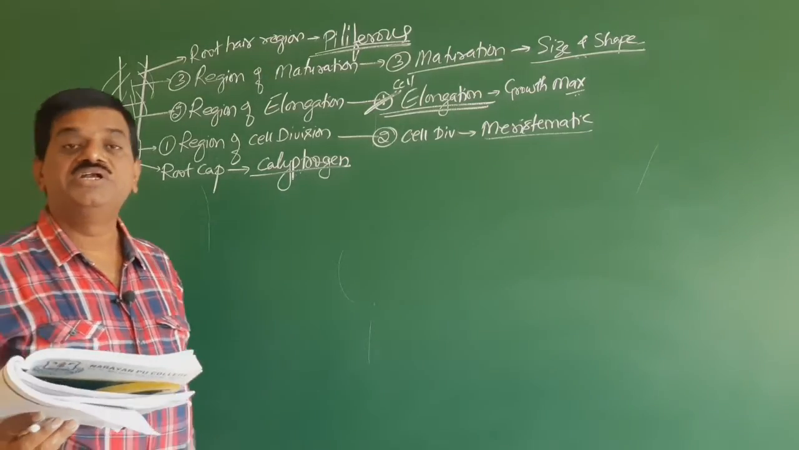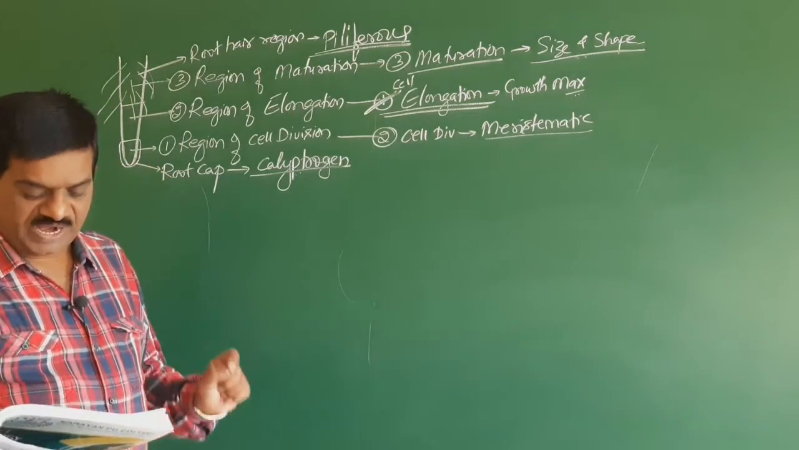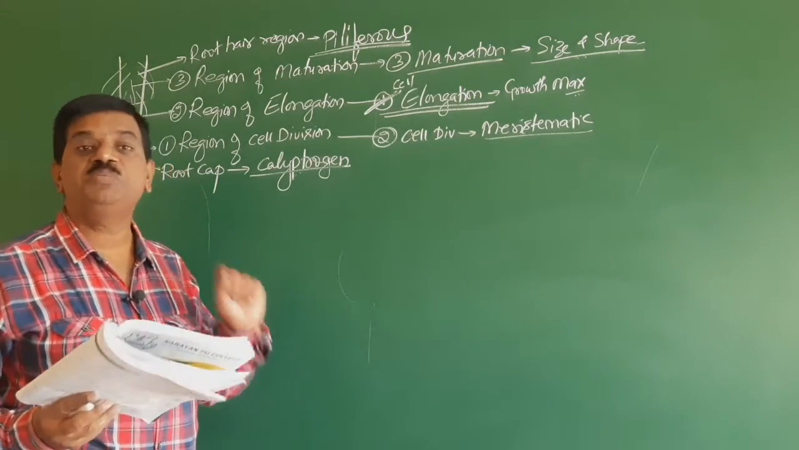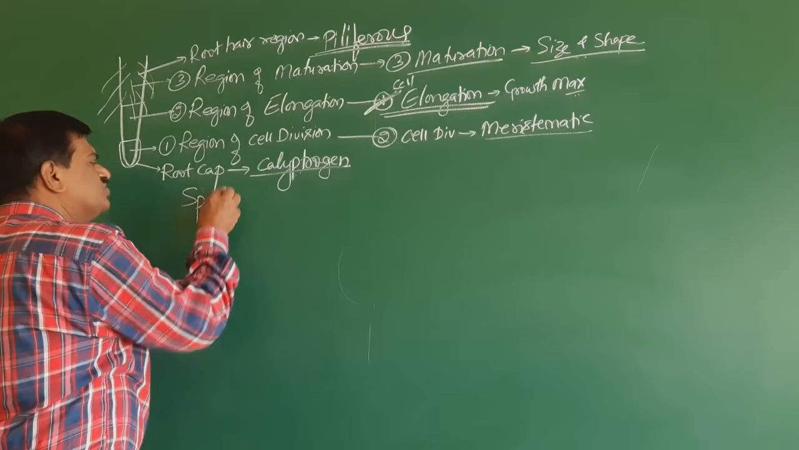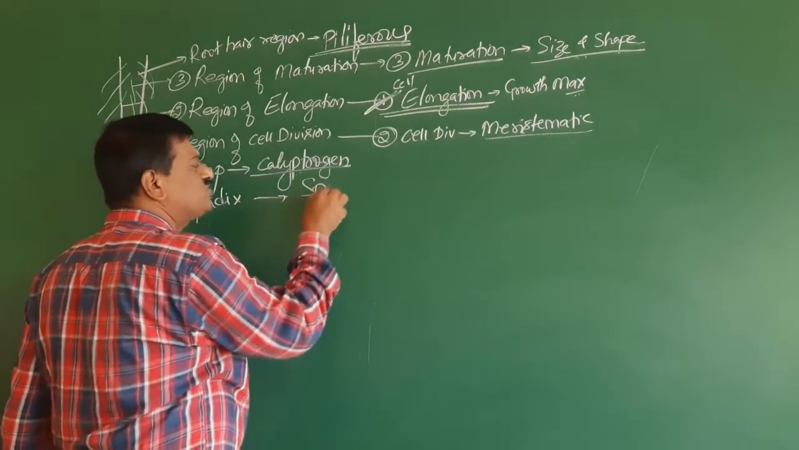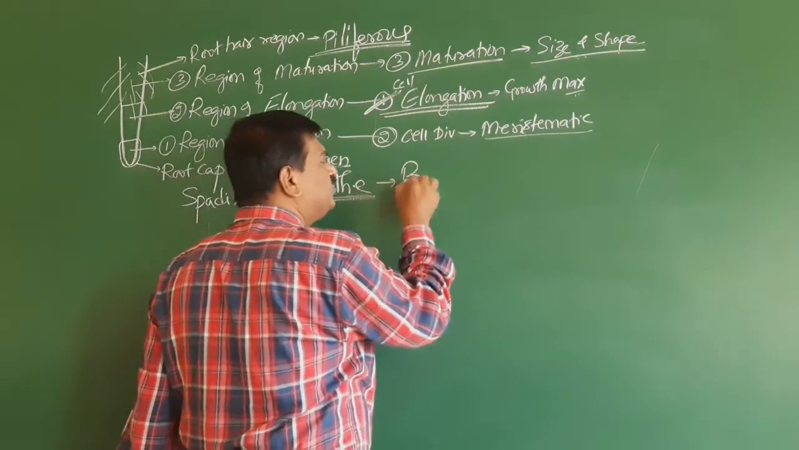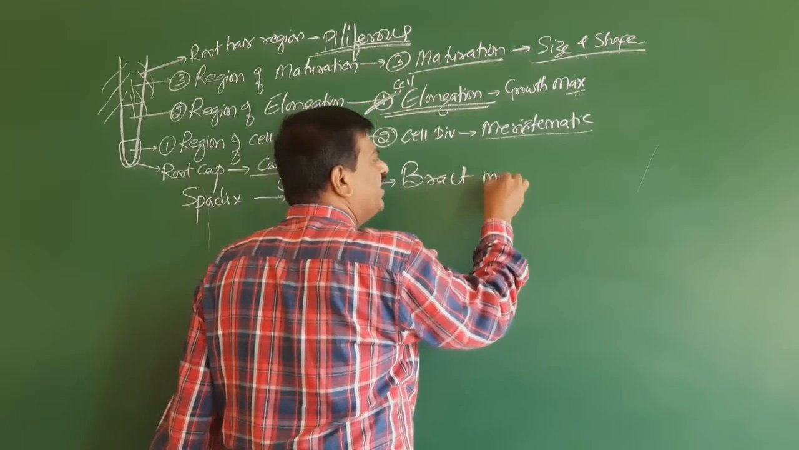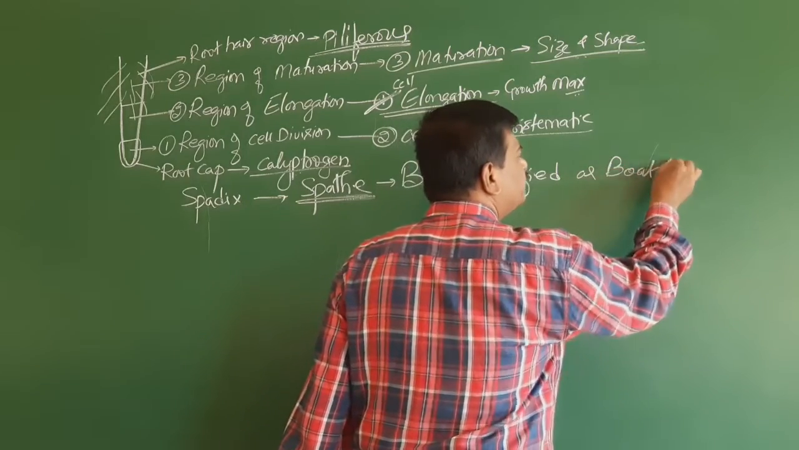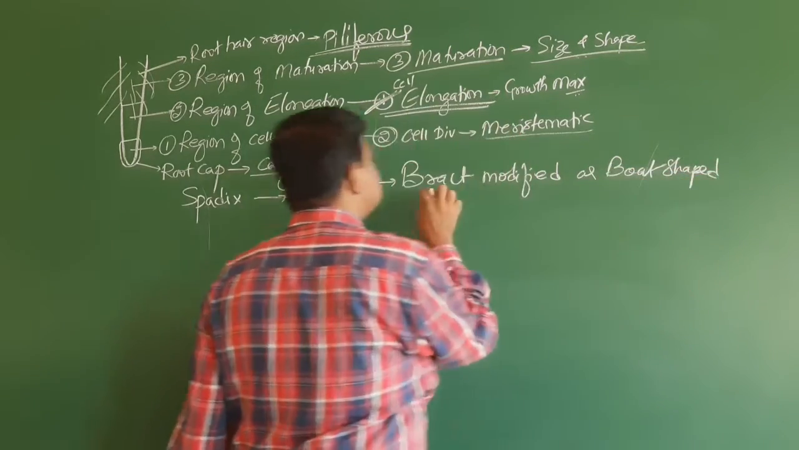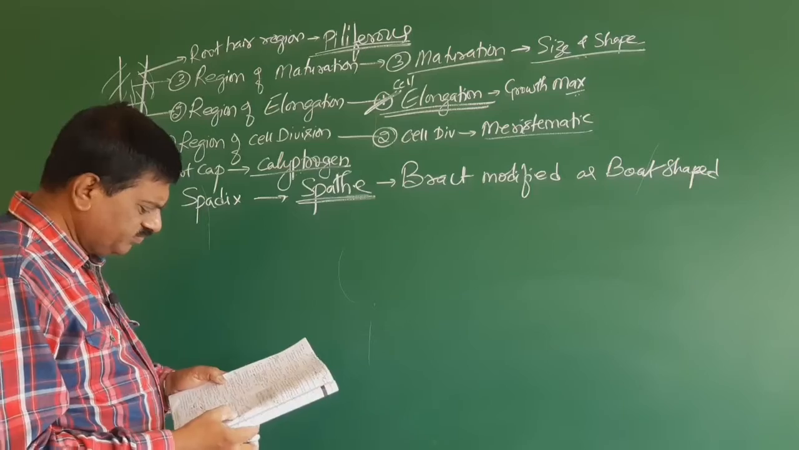So we go for 33. Spadix inflorescence with spathe occurs in. In a spadix inflorescence, you can notice there is a presence of spathe. This spathe is nothing but a bract modified into a boat shape. This is called spathe. So this spathe can be noticed in. So we go for the options.